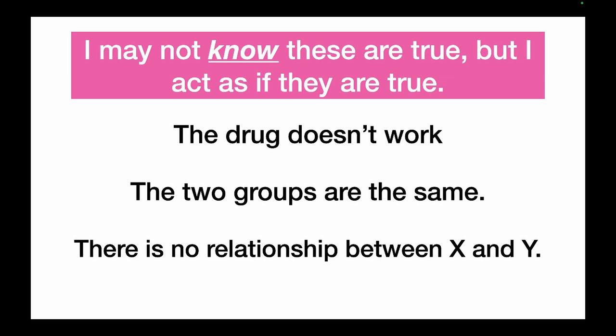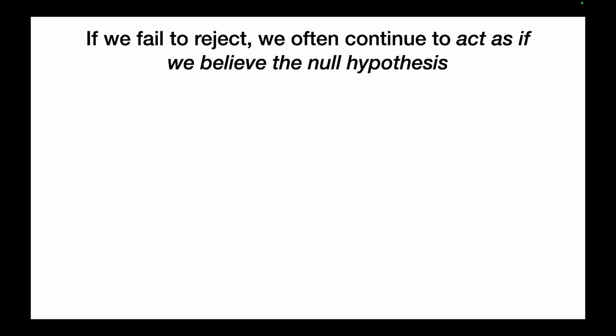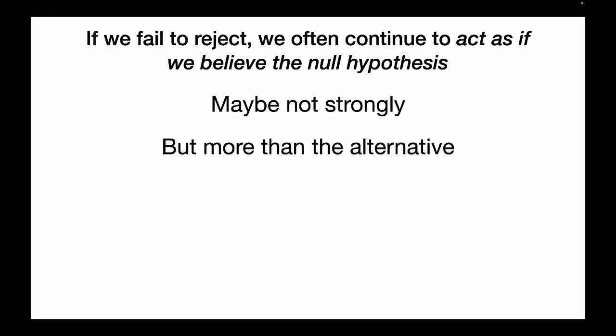And if there is no relationship between X and Y, and I didn't prove that there is a relationship between X and Y, I'm going to go about my life continuing as if there is no relationship between X and Y, even if I didn't 100% accept that these are perfectly true. So if we fail to reject the null hypothesis, we often continue to act as if we believe the null hypothesis. Maybe not strongly, but more than the alternative.